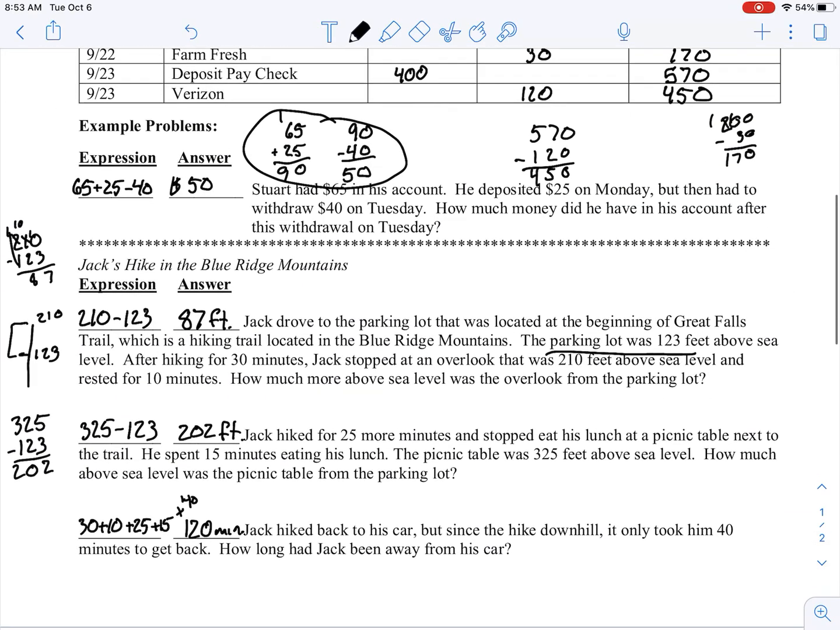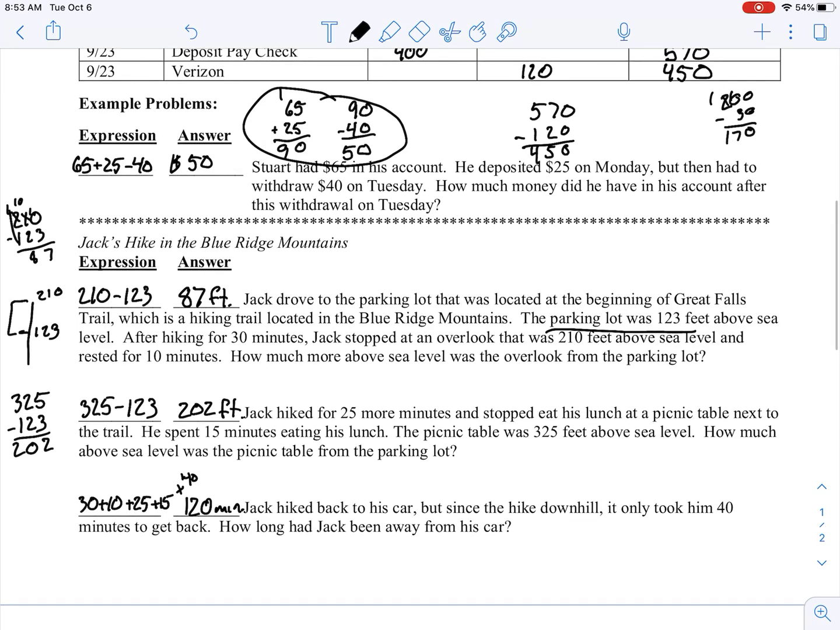All right, so that's all we have for the notes today. That's just a little bit of practice with these adding and subtracting from word problems here.